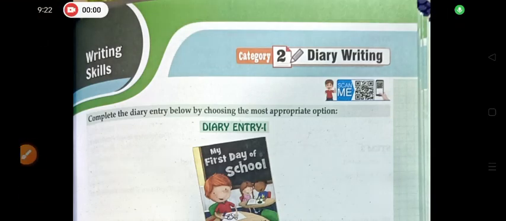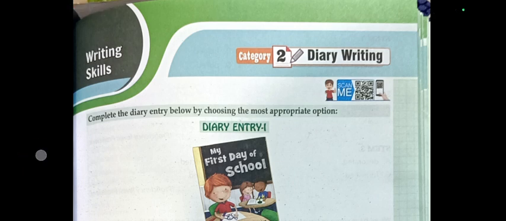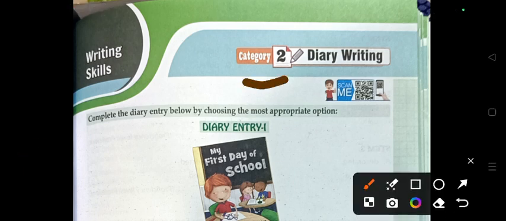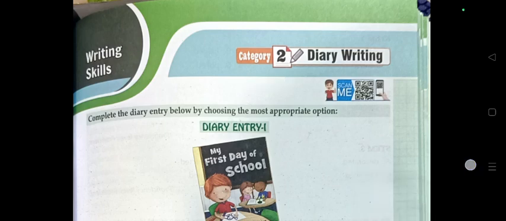Welcome back once again. And now in writing skills, we will learn the category 2, that is diary writing. In class 8, you must have read how to write a diary. So here some examples are given.